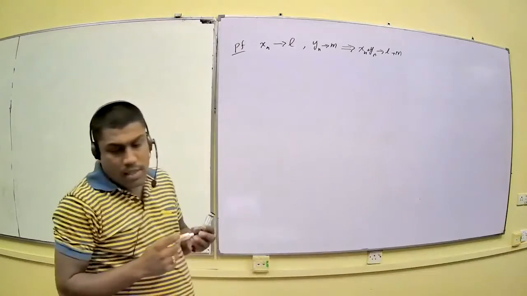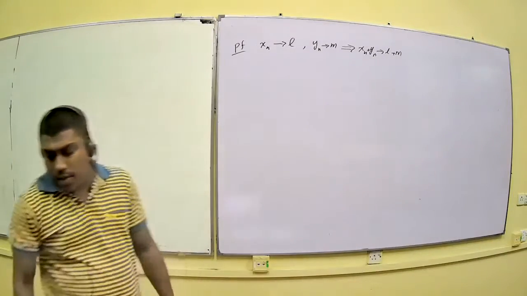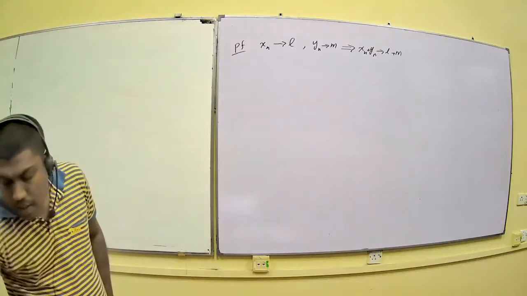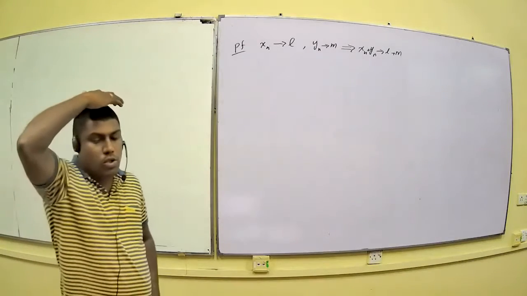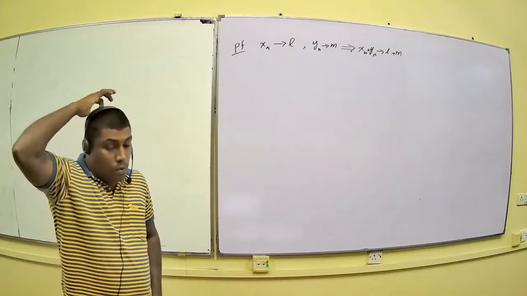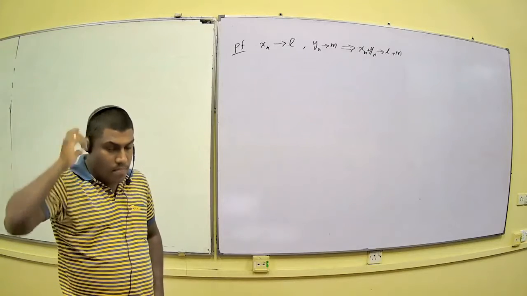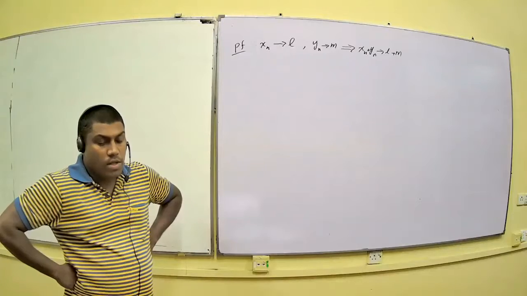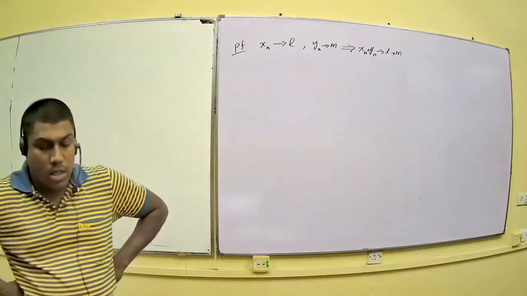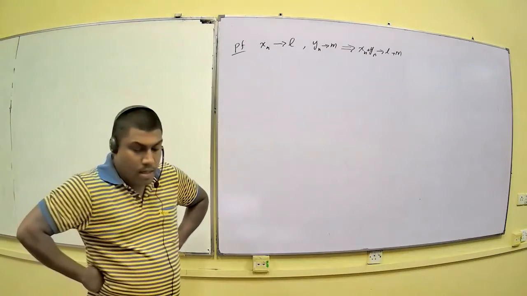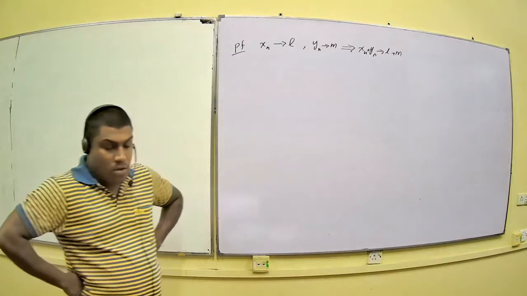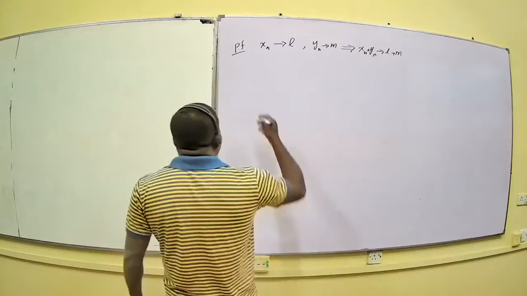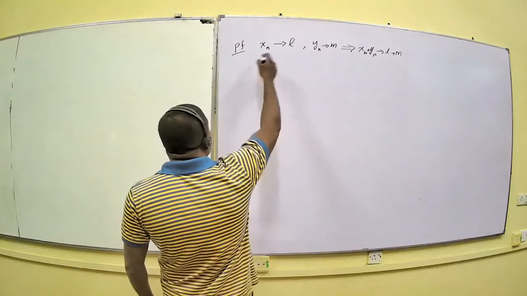So the first of those results is about addition of two sequences, right? If xn is a sequence that converges to L and yn is a sequence that converges to M, then we have to prove that the sequence xn plus yn will converge to L plus M, right? So that's something we have to show.